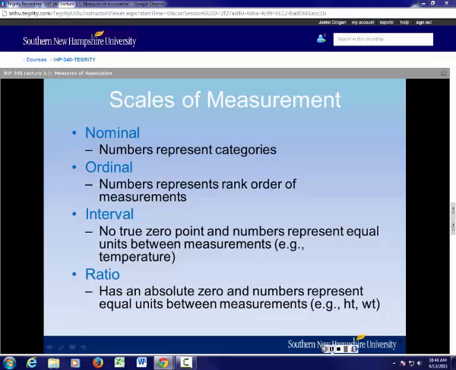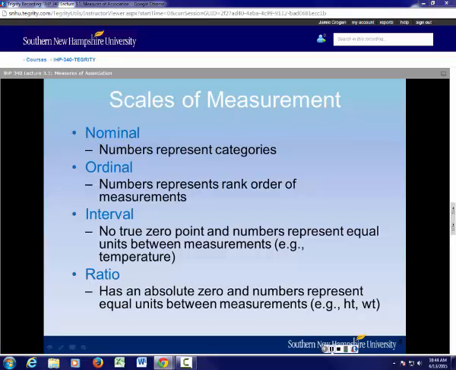Sometimes they use that for ethnicities, and depending on the purpose of what that researcher is trying to do, you can set up numbers to represent categories for a number of different kinds of things. The next scale of measurement is ordinal. This is where the number represents a rank order of measurements. So you can imagine that in a road race, people who cross the finish line first, second, third, fourth, those numbers represent an order. And so you can take data and represent it as rank order if you want to. And when you do that, that's an ordinal scale of measurement.